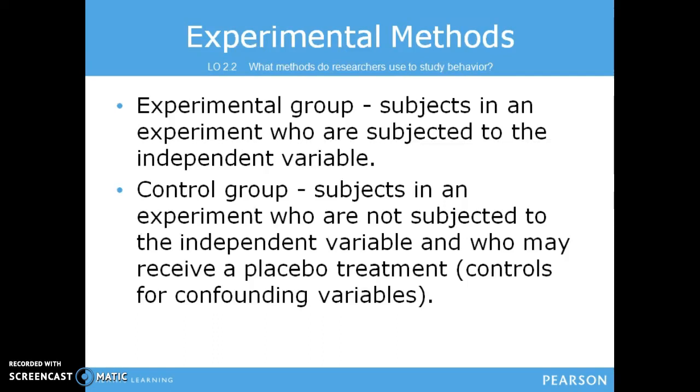Okay, so every experimental method, every experiment has two groups, an experimental group and a control group. Like a correlation, there are two variables being measured or being studied. So with the experimental group, they have what's called the independent variable. I'll explain what that is a little later. And there's a control group, and so this is a group of subjects or participants that are not subjected to the independent variable.